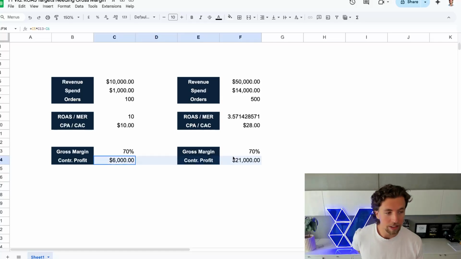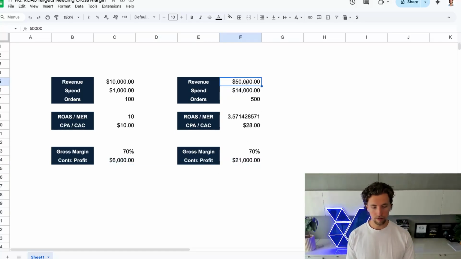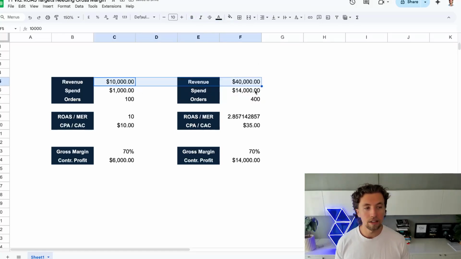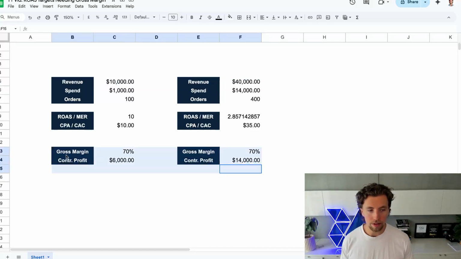You're still increasing your profit by 4x. Now, in fact, we could take this even further and let's just start pulling revenue down. And let's say revenue gets pulled down to 40K. So now you're only getting a 4x and you're 14xing ad spend and you are still in a better position.